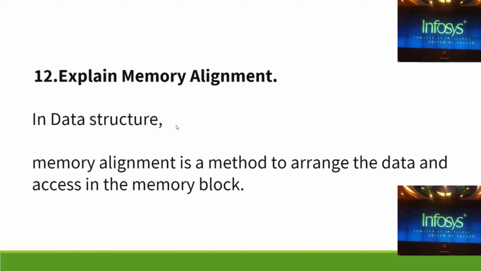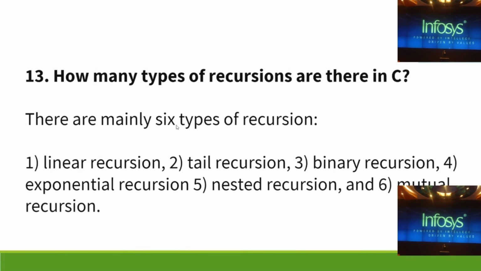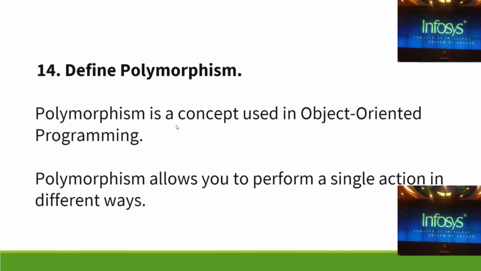You can see the 12th question: explain memory alignment. In a data structure, memory alignment is a method to arrange the data and access the memory block. You can remember this. So how many types of recursion are there in C? There are mainly six types of recursion: linear recursion, tail recursion, binary recursion, and the fourth one is exponential recursion, nested recursion, and the sixth one is mutual recursion. So these are the types of recursion in C. The 13th question is completed.